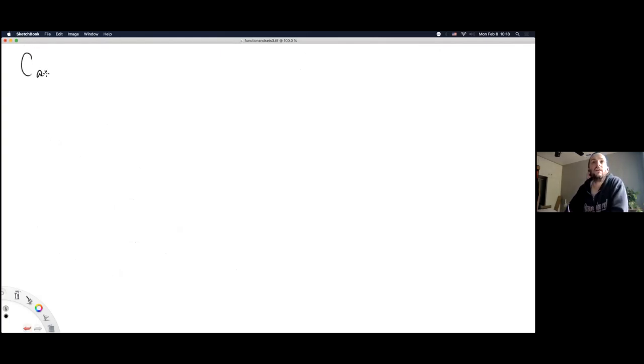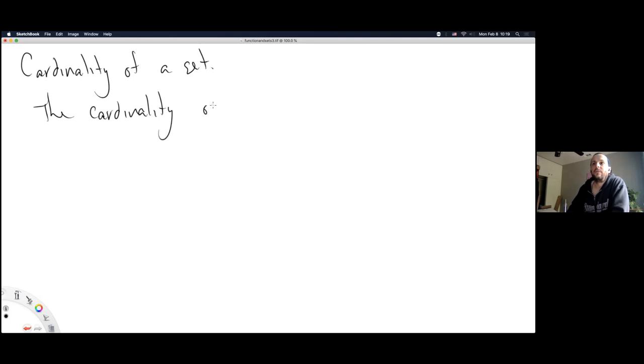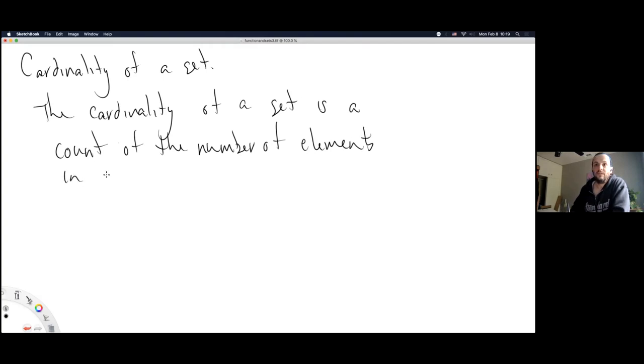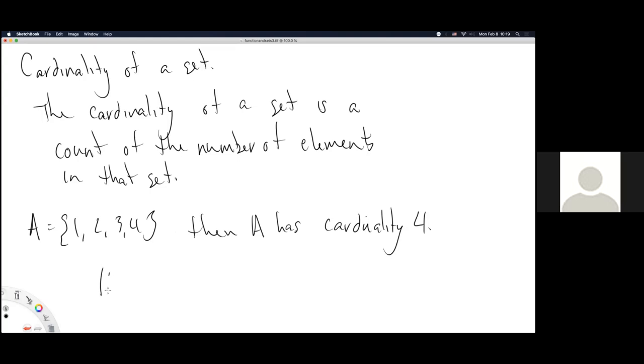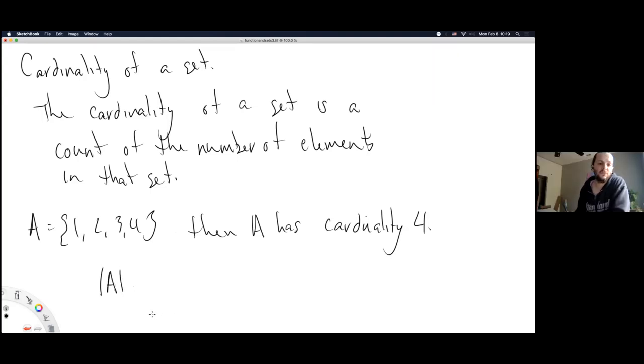Next, I want to define cardinality of a set. The cardinality of a set is a count of the number of elements in that set. So if we gave an example, A is 1, 2, 3, 4, then A has cardinality 4. And we'd write it like this. It's almost like you take the absolute value of a set.